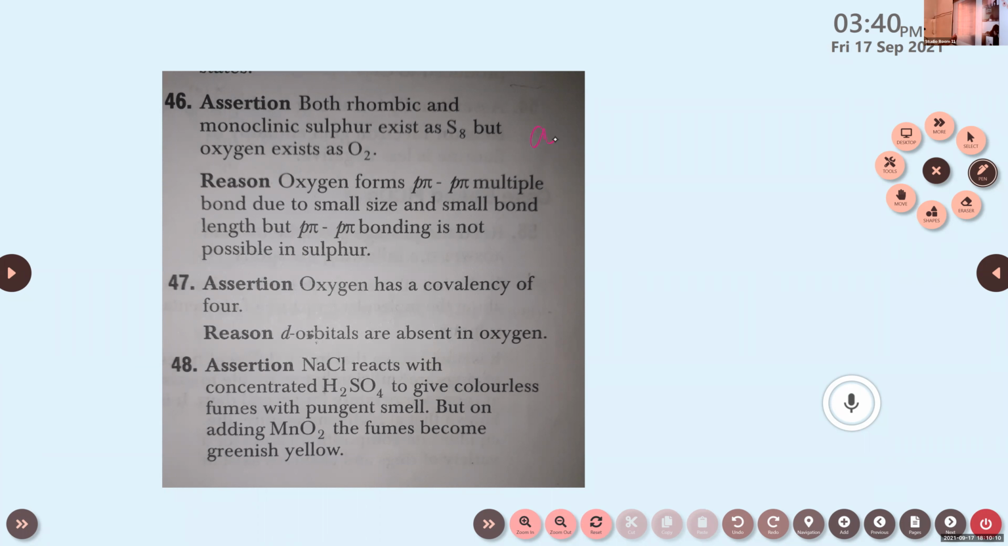Then I will send you the remaining questions. Just look at question number 47. Assertion: oxygen has a covalency of 4. Reason: d orbitals are absent in oxygen. This is correct, children.